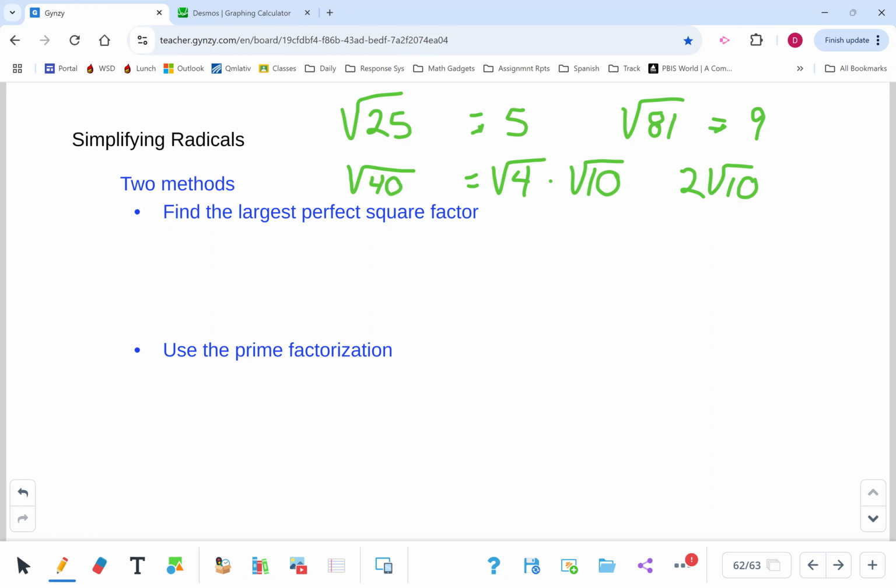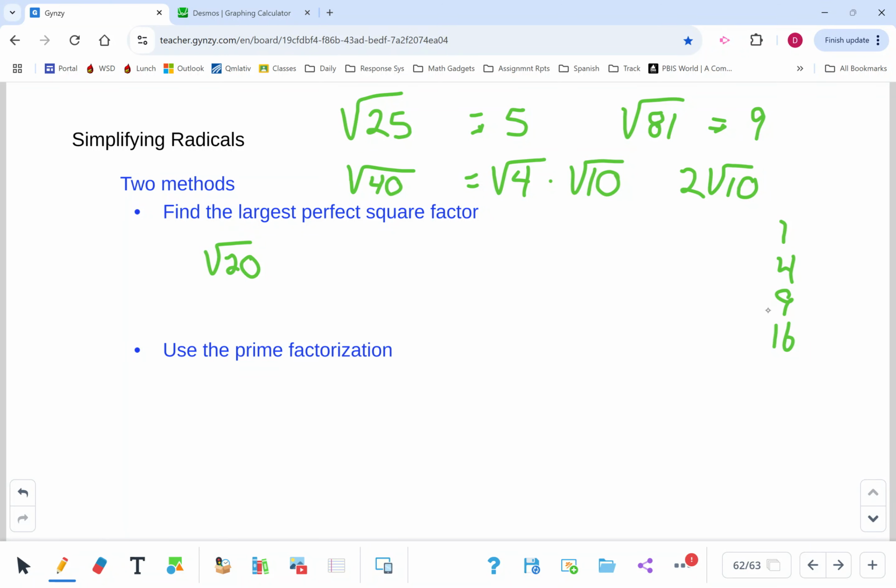So there's two methods for doing this. One you just saw, we'll do a few more of them, where you find the largest perfect square factor of whatever number's underneath the square root sign. So if I was asked to find the square root of 20, I'd say, well, what's the largest perfect square that's a factor of 20? Well, 1 squared is 1, 2 squared is 4, 3 squared is 9, 4 squared is 16. So if I just look at those, 1 is a factor, but that's not really going to help much. 4 is a factor of 20.